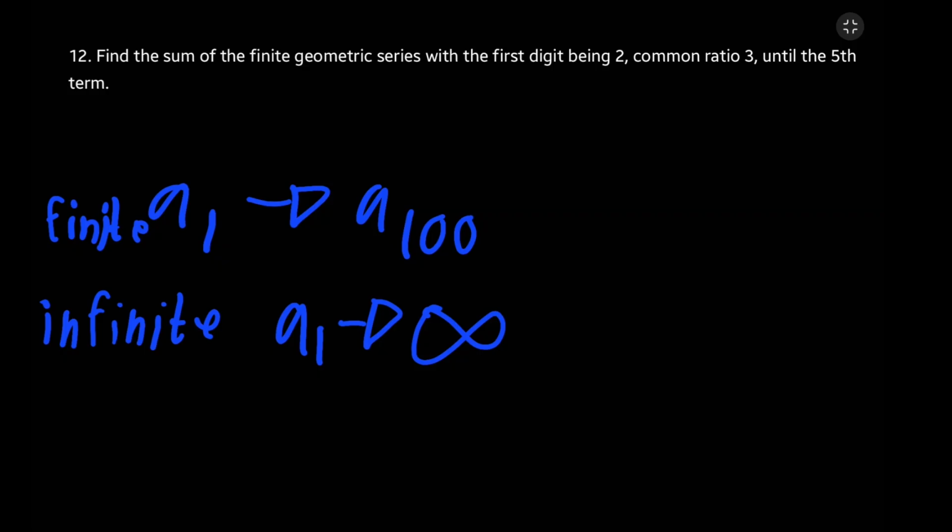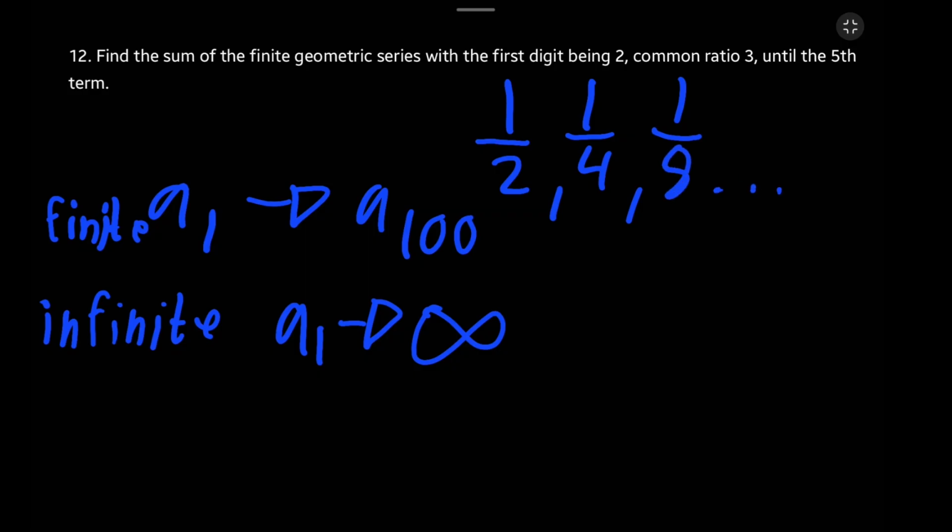However, in geometric series, our common ratio could be less than 1. And if it is less than 1, it actually converges. So let me show you an example. So let's say you get half a piece of cake, and after that you get half of the half, or 1/4, another half of the half, which is 1/8, and so on.